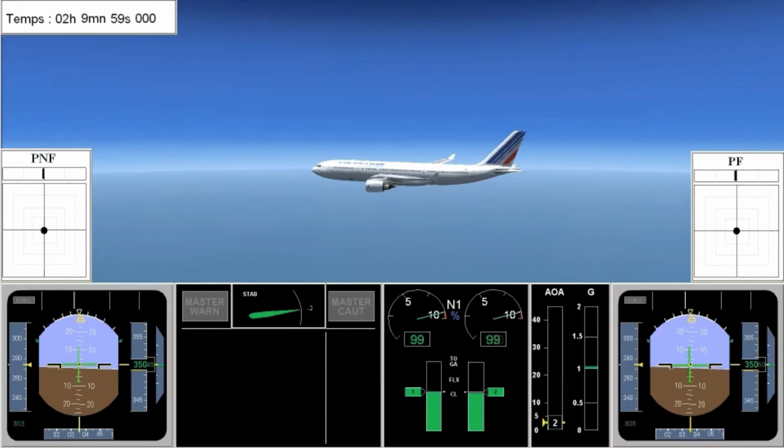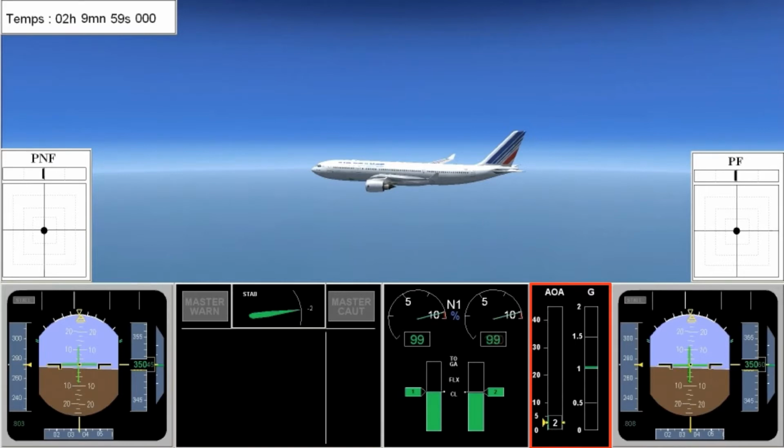The third screen from the left represents engine power and thrust lever positioning. The various gates on the thrust lever pedestal are indicated as climb, flex and TOGA, take off and go around. Finally, the fourth screen from the left depicts angle of attack and G-load information.